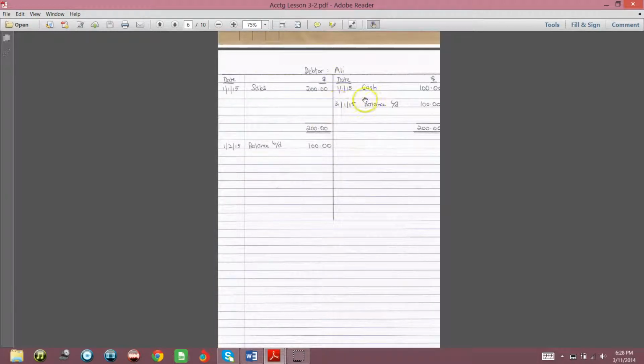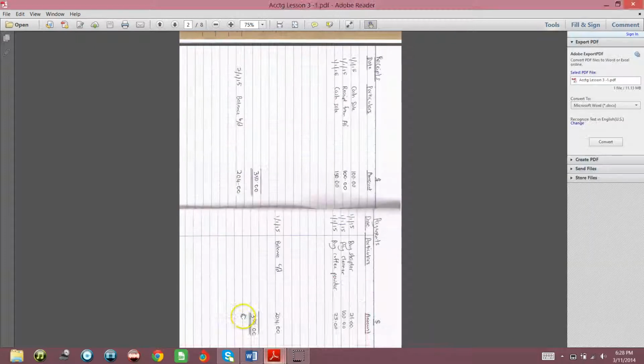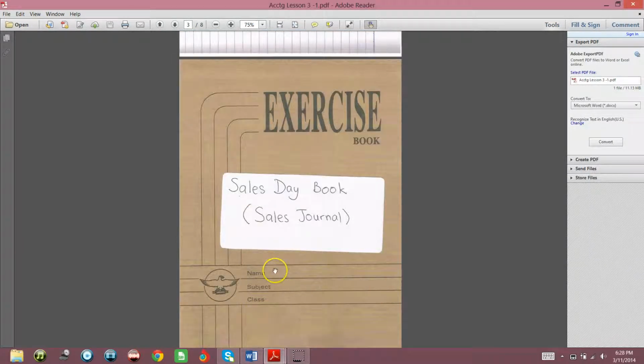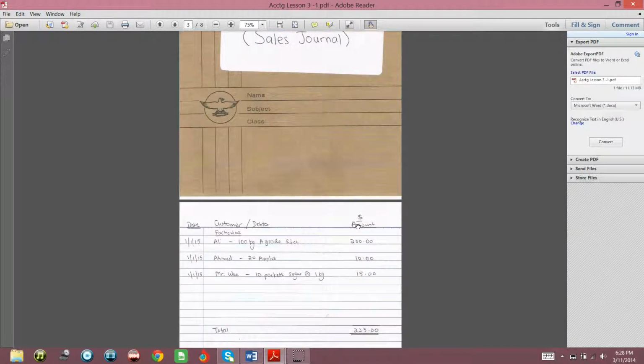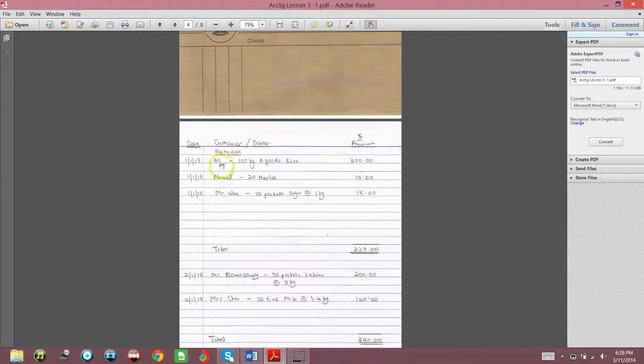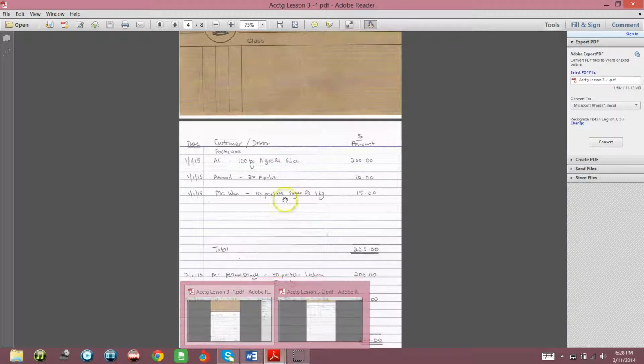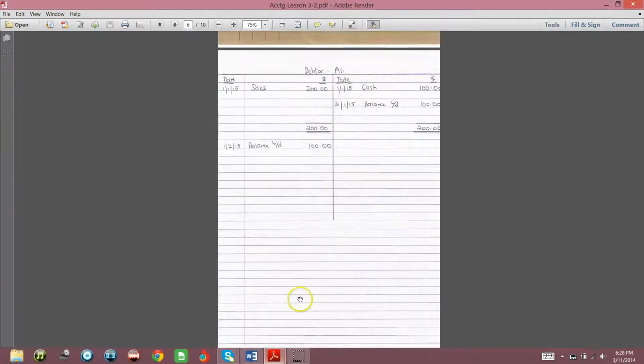How is this person going to do up this debtors account? For example, debtor Ali's account. Every day he will monitor and extract the information from the book of prime entry. For example, on 1st of January 2005, Ali purchased $200 of goods from me, and he will extract this information and put it inside Ali's debtors account. So this is sales that he extracted from the sales ledger.